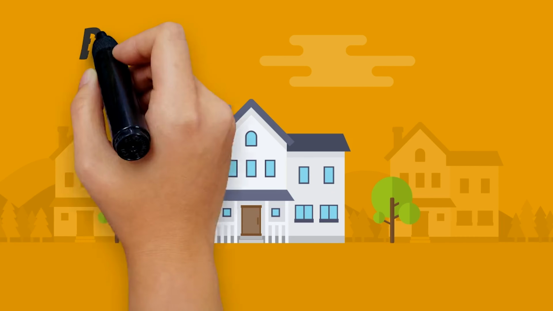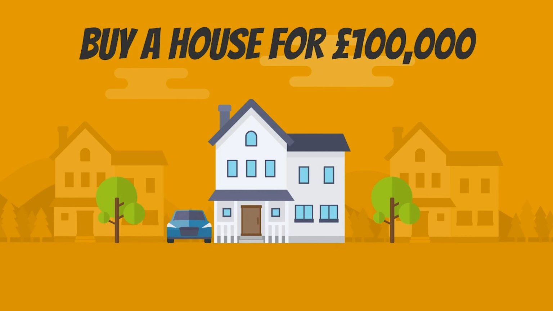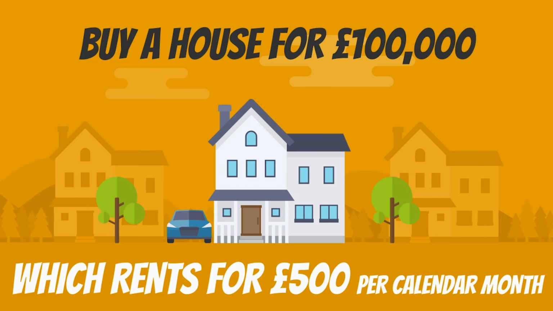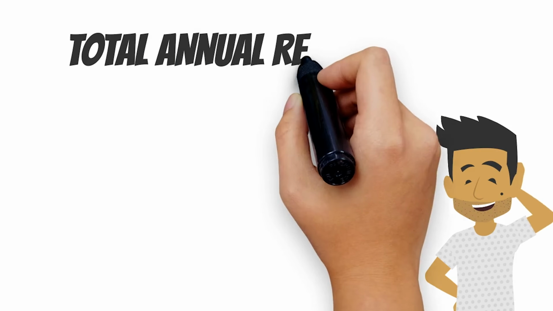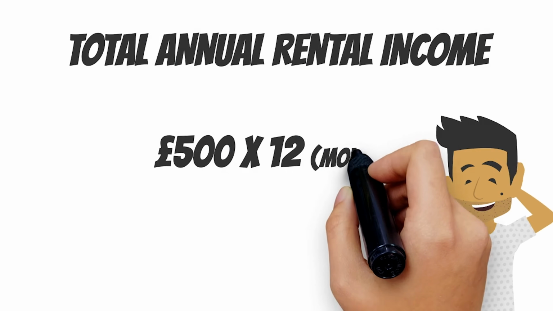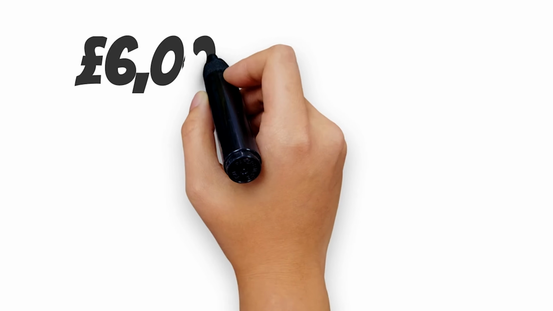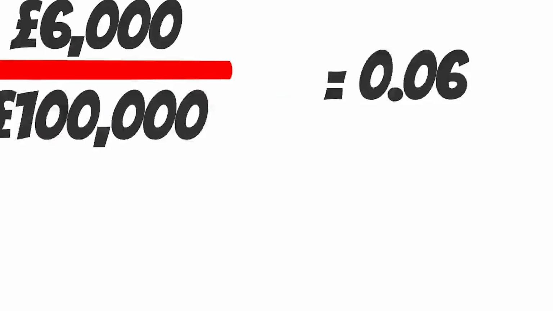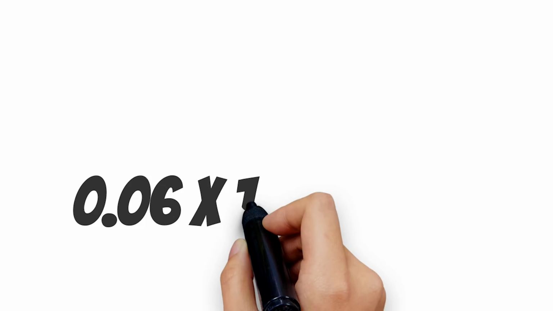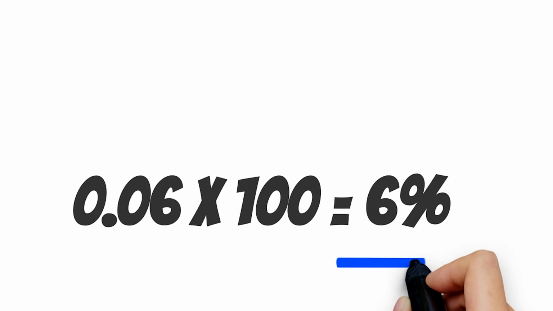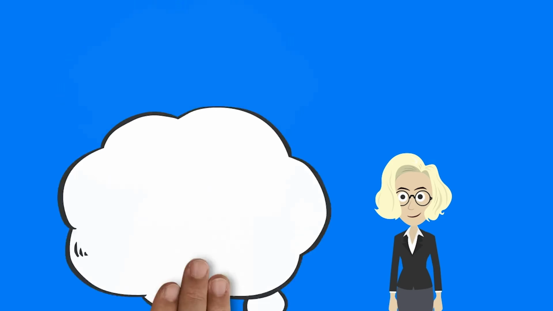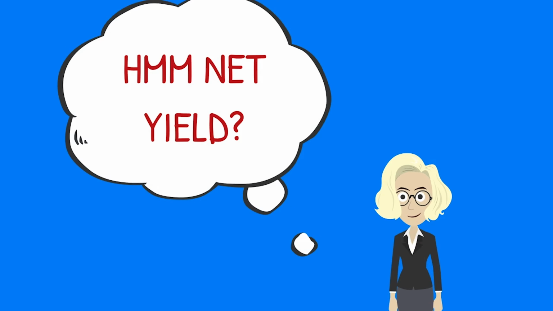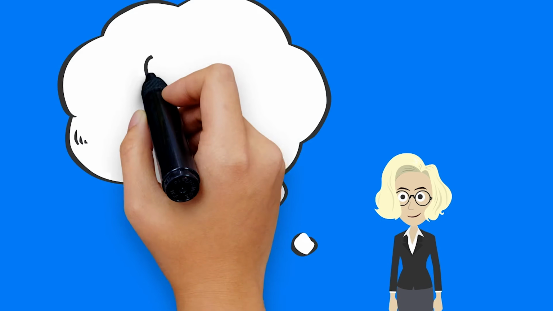So, for example, you buy a house for £100,000 and it rents out at £500 per calendar month. That gives you a total annual rental income of £6,000. Therefore, the calculation will be 6,000 divided by 100,000 times 100, which here you will see showing a gross yield of 6%.